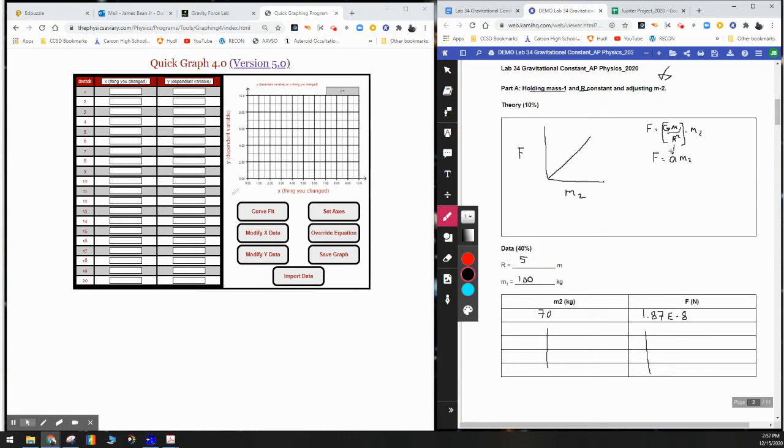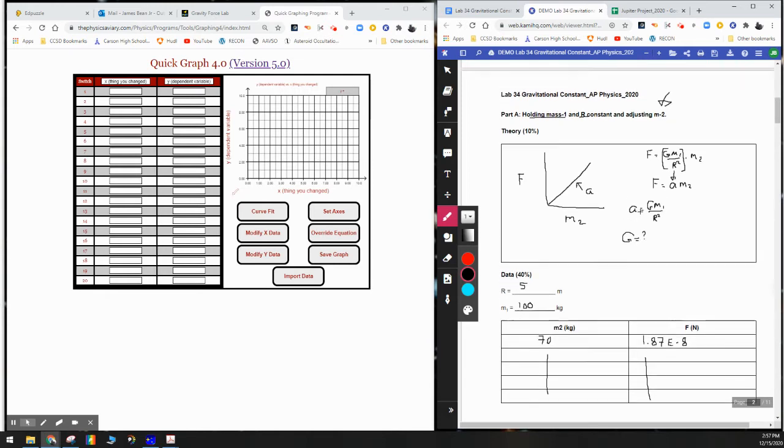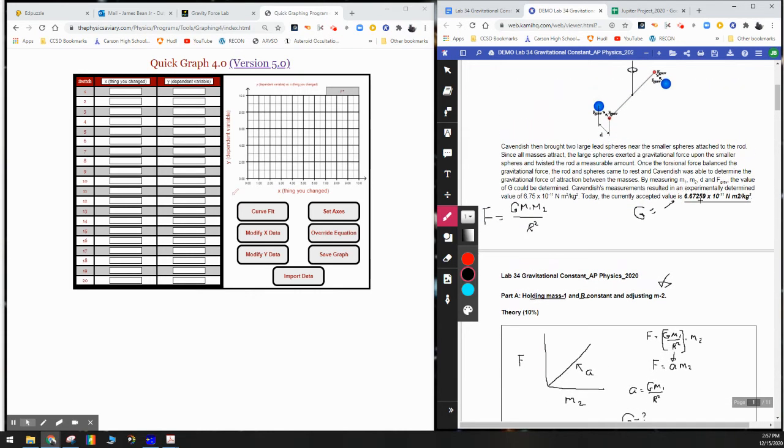So this is A, and here, the slope, this is what A is. A is the slope of this line right here. So A is going to equal big G times m1 all over r squared. We have our values over here, so we should be able to solve for big G. The question is, what is big G? Hopefully your answer is within 10% of this value over here.